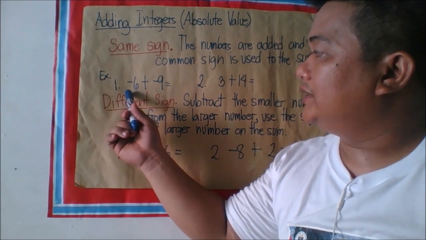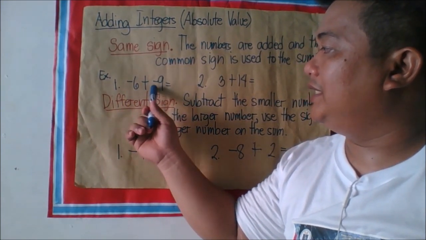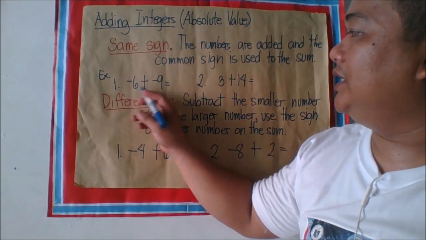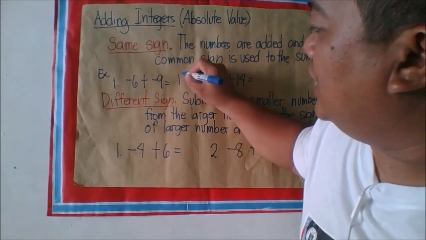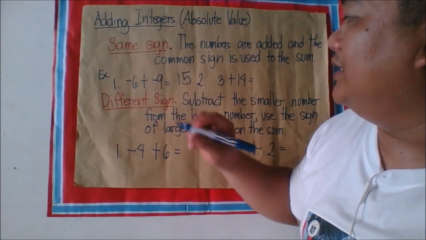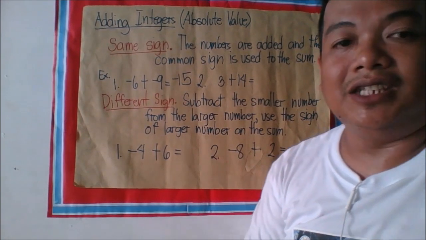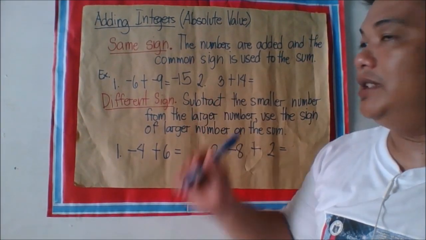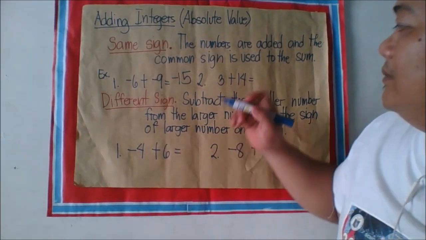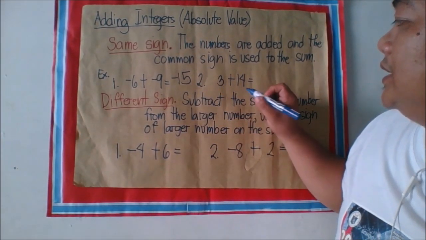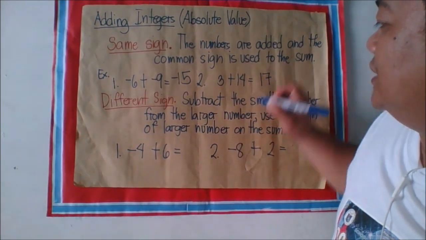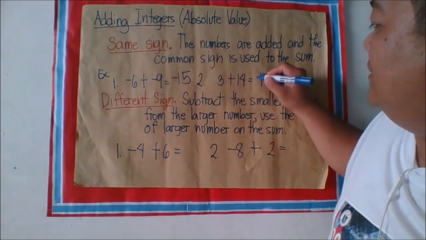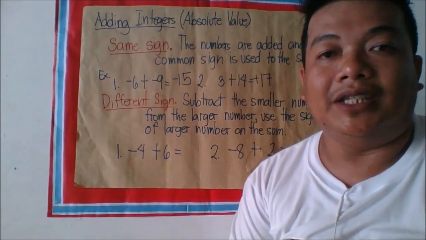So we have here negative 6 plus negative 9, so they are all negatives. You just add the numbers 6 plus 9, that is 15. Then what is their common sign? That is negative, so we can say that is negative 15. Next, positive 3 plus positive 14, so they are all positive. So just add the numbers 3 plus 14, that would be 17. The sign is positive, so that would be positive 17.